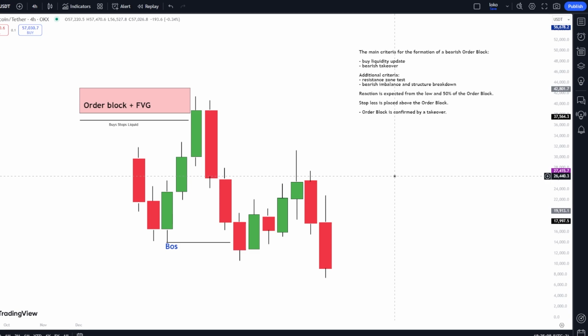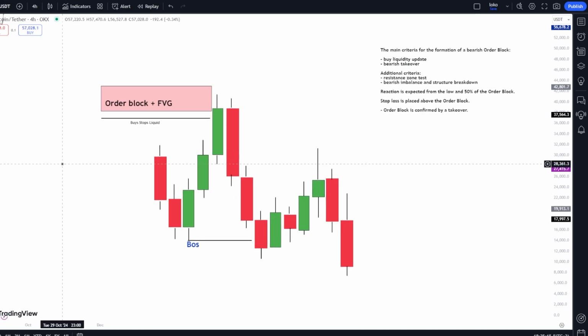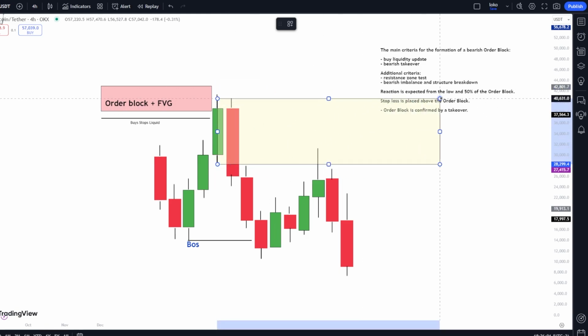So let's begin with the bearish order block and go step by step to identify it and trade it very well. The first point is we need to buy liquidity update. On the left side of the chart, we can mark the buy stops liquidity, and we can see this candle capturing the liquidity. Afterward, the candle has a bearish takeover by this red candle. So we can identify this candle as an order block and mark it from the lowest peak to the highest peak.